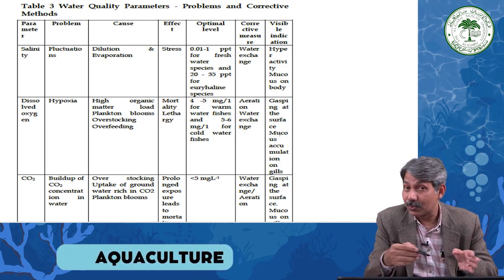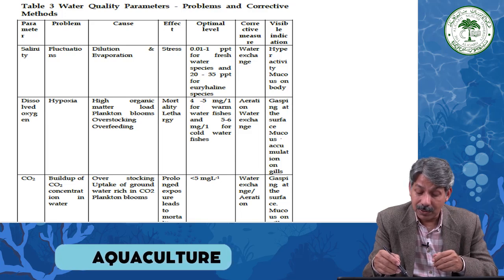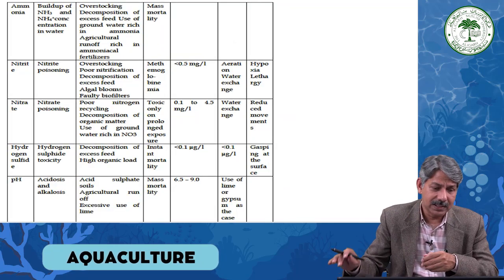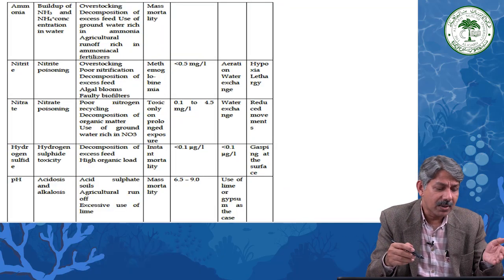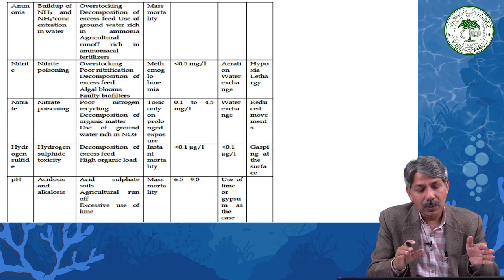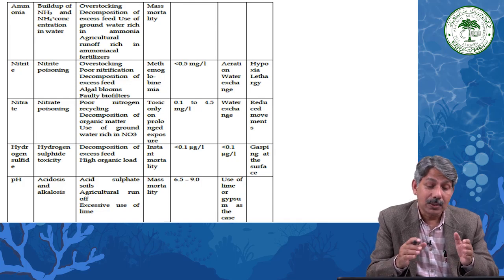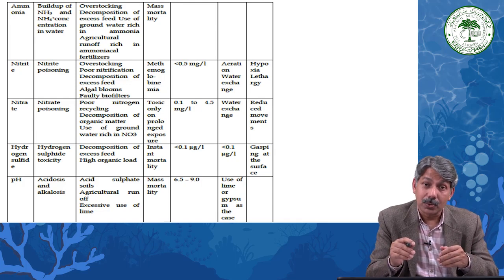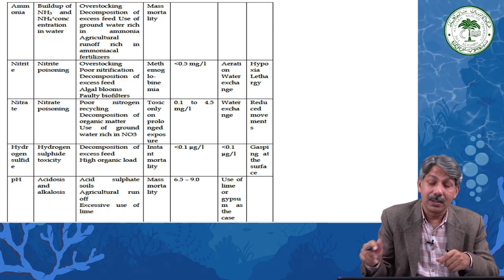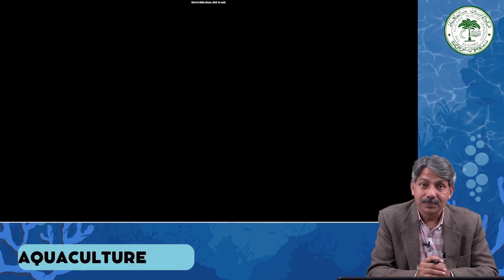The gasping at the surface, what I was just discussing with you, that happened with my experiment. Mucus accumulation on gills, and likewise regarding CO2, ammonia, nitrite, hydrogen sulfide, pH. So, any kind of problem if occurs, then go for the optimal range and go for the specific corrective measure to control that water quality parameter within the defined optimal range. So, that is all in this lecture. Thank you very much.